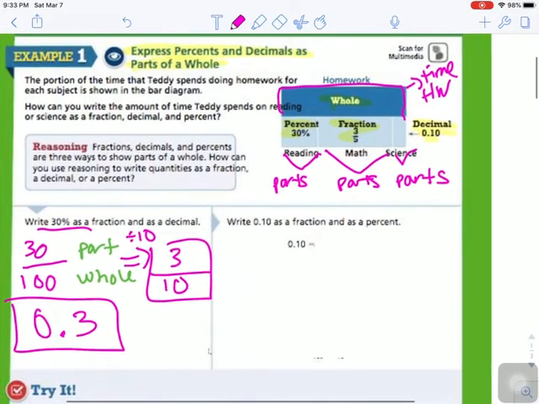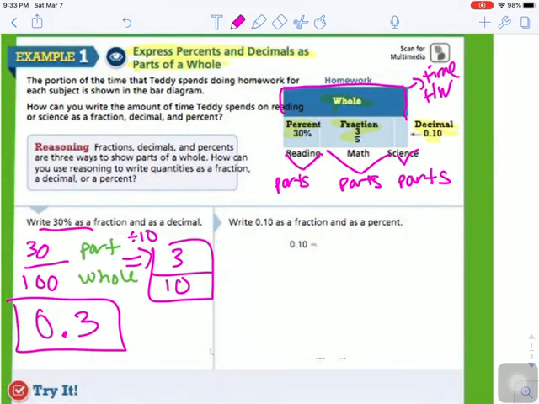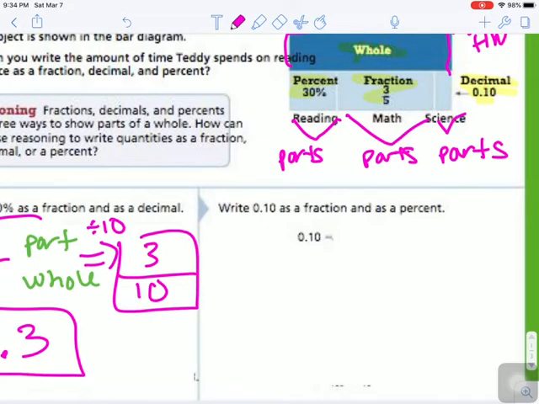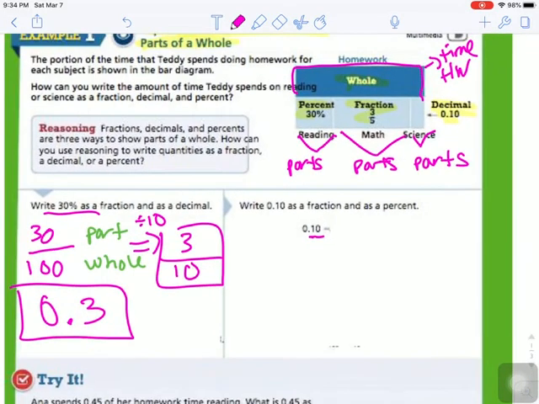All right, let's go over here and try this. So 0.10 as a fraction, and it wants us to write it as a percent as well. So first, whenever I say decimal, like when we're talking about how to write it as a fraction, I want to think about my whole. And the way I want to do that is think about what decimal place is my number in here. So we have tenths, and then we go up to hundredths. So I know for my fraction, my whole is going to be 100. And then my part to that whole is that 10. So my fraction here is 10 100ths.